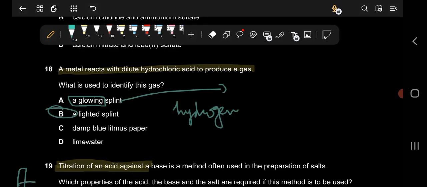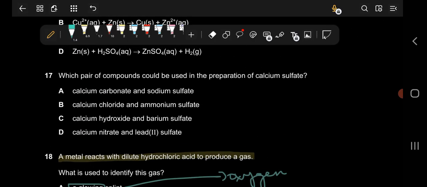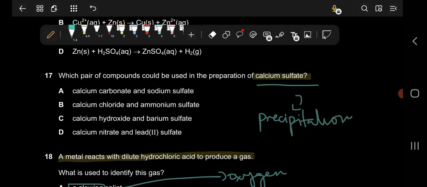I'm going to write over here that glowing is for oxygen, so that it does not confuse you. Let's move on. Which pair of compounds could be used in the preparation of calcium sulfate? One important thing over here is that calcium sulfate is an unfortunately insoluble salt. So we're going to prepare it by the method of precipitation. Remember this: all the insoluble salts, we prepare them by the method of precipitation.